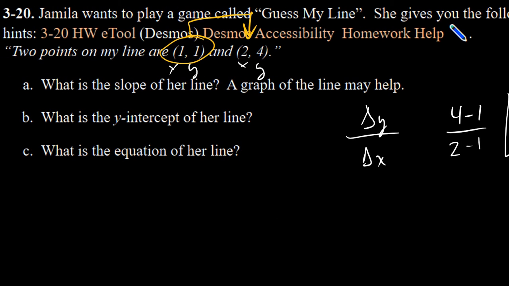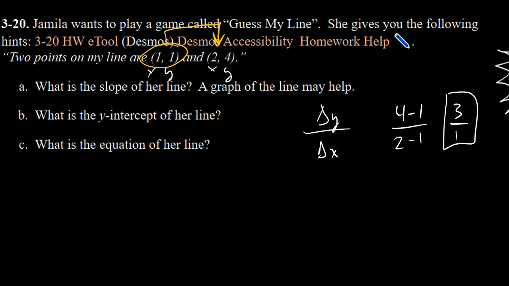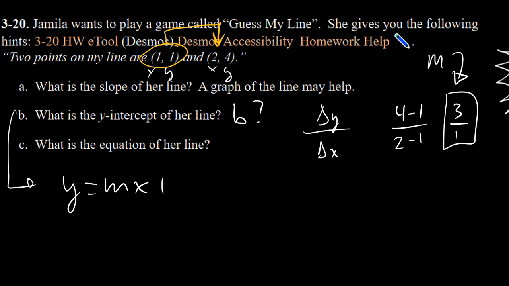Next, it says, what is the y-intercept of her line? Well, we've got this 3 as our slope. We know our slope parameter. What about this y-intercept parameter, b? To figure that out, we are going to consider y equals mx plus b, a generic line in slope-intercept form. We're going to consider one of the two points. I'm going to use the second one, (2, 4). I have an x at 2 and a y at 4, and I'm going to plug those x and y values into this equation.